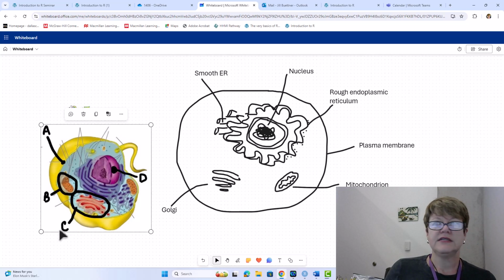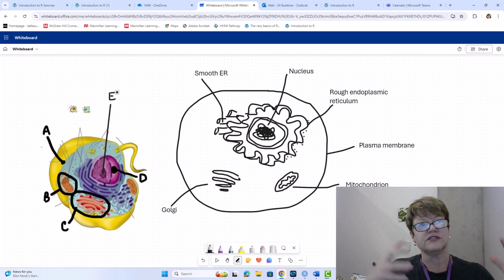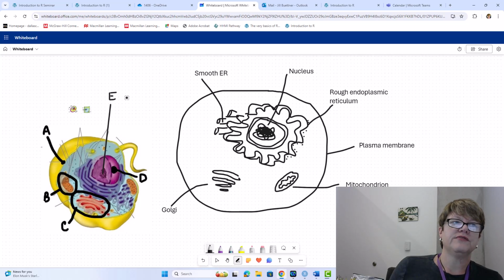For C is this flattened stack, so that's the Golgi. And D could be the nucleus, could be the nuclear membrane, but only one of those answers will be on the choice list. What if I point to the very center here? Then probably I'm trying to point to maybe the DNA or the chromosomes, or maybe nucleus, just in general. Again, only one of those answers will be in the options.